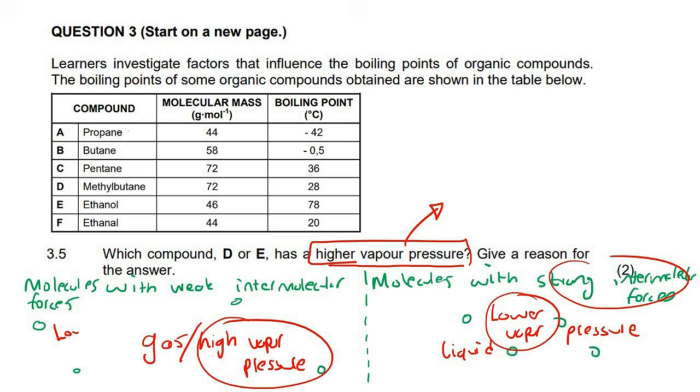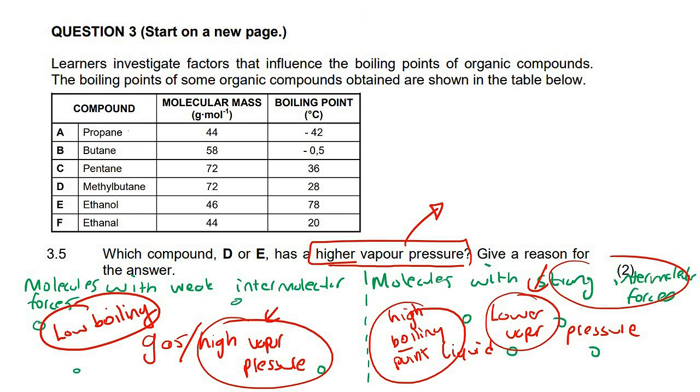So this would have a low boiling point because you don't need much energy to boil them, so the temperature can be low. These ones would need a higher boiling point because you need more energy to try to separate them into the gas phase because they're holding on to each other because of the stronger intermolecular forces. So another conclusion we can make is when you have a low boiling point, you have a high vapor pressure. When you have a high boiling point, you have a low vapor pressure.